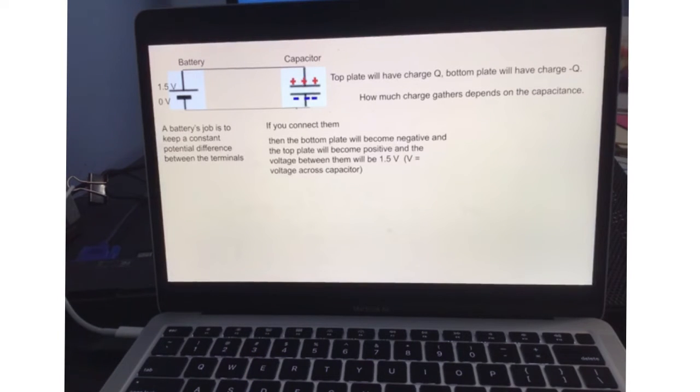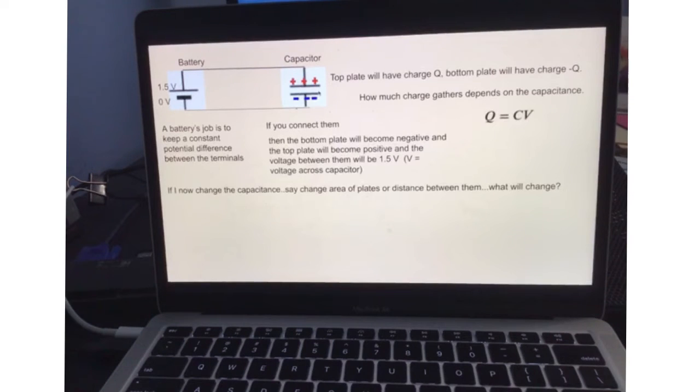Okay, so again, the top plate will have charge plus Q and the bottom plate will have charge negative Q. How much charge shows up and gathers there depends on the capacitance. And remember that capacitance is the geometric factor, how these plates are arranged. So that amount of charge is going to be equal to the capacitance times the potential difference between them.